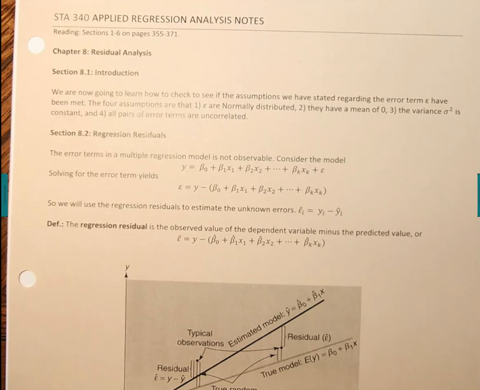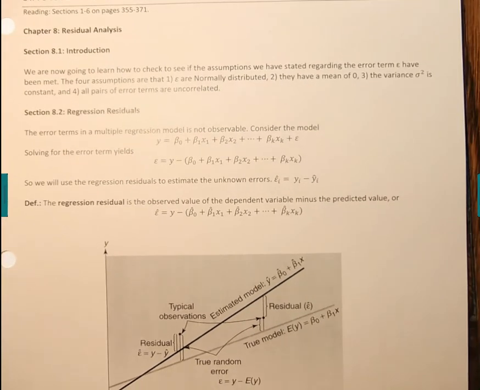Just as an introduction, 8.1 says we're now going to learn how to check to see if those assumptions that we've stated regarding the error term hold. Remember, when we learned about those assumptions earlier on, they were always in terms of that error term, because the error term was really the random piece. The four assumptions that we need to check are: are the errors normally distributed? Do they have mean zero? Is the variance constant? And are all pairs of error terms uncorrelated, or in other words, are they independent?